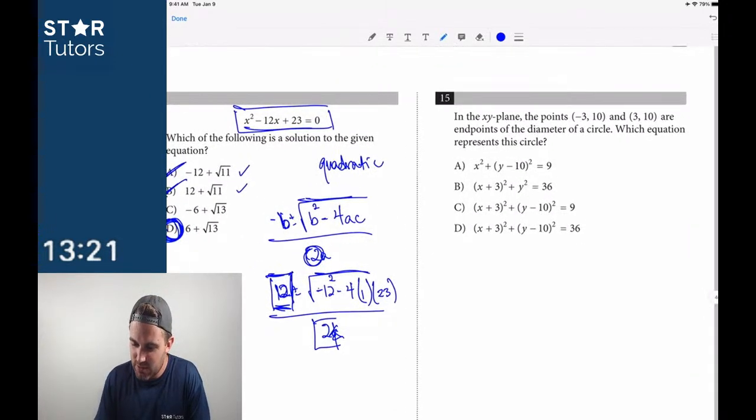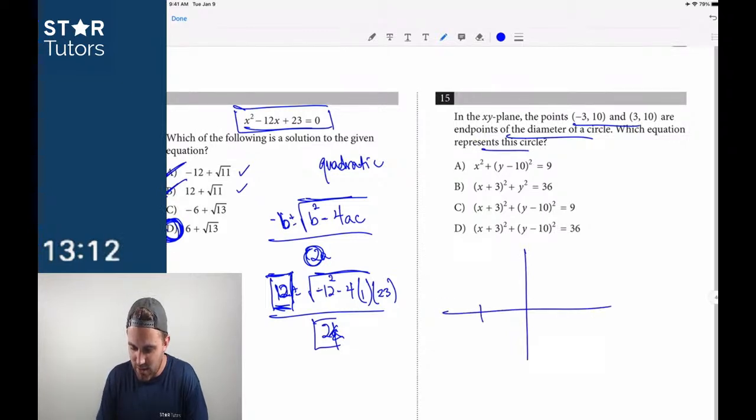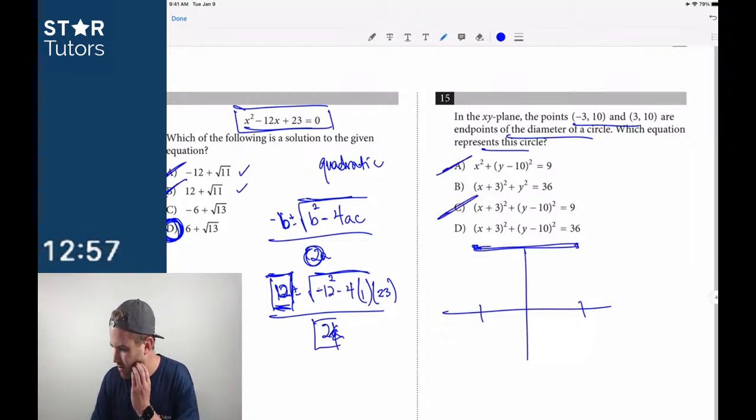15, let's see, in the xy plane, endpoints of the diameter of a circle, which equation represents the circle? Just draw this one out, everybody. If we have a circle here, we have negative 3 and positive 3, and we have 10 and 10. So the diameter is just equal to 6. So right away, we can eliminate A and C.